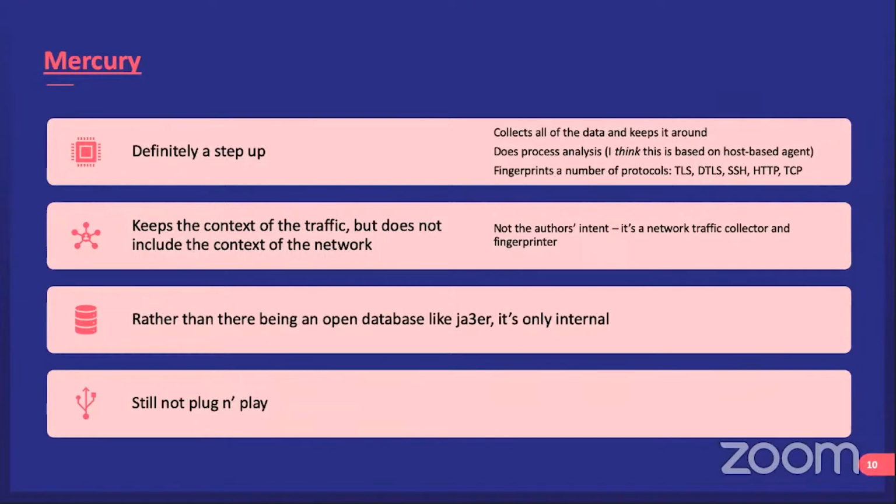And rather than there being an open database like JA3, it's only internal. Of course, you can capture your own fingerprints and keep your own database if you implement this. But rather than reaching out to a community-led database, it's just based off of either the traffic that Mercury has on its GitHub or the traffic that you've collected and, I guess, cross-reference somehow. But it's important to note that even with all of this, it's still not plug and play. As I said, it's not doing any additional analytics. It's not paying attention to the context of the network or the device itself.